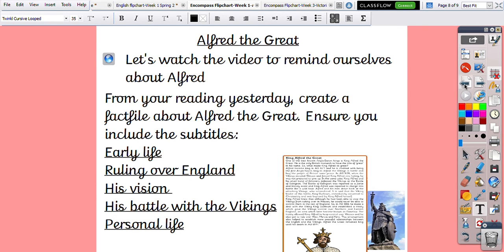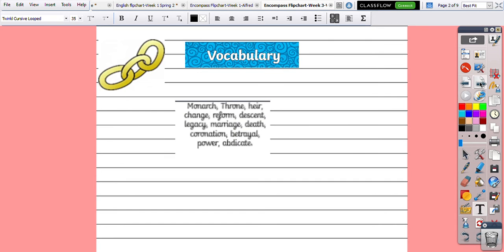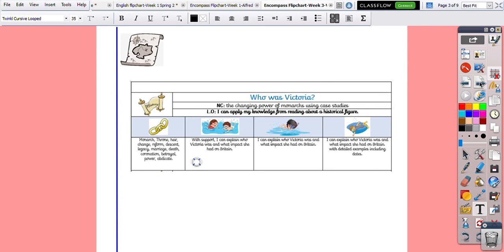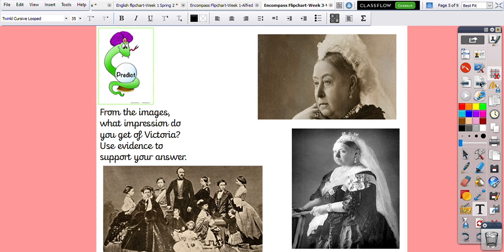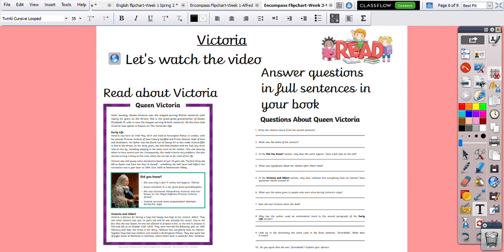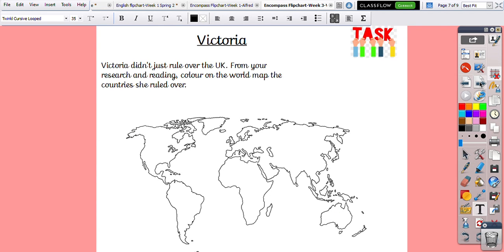As I said, each week will be a different monarch. So let me just show you week 3, for example. Vocab again, success criteria, this time looking at Victoria, some questions we will answer, our prediction slide again. This is lesson 1, reading about Victoria and answering our questions in our book. And then our task for the next day, for the Thursday, this time is not a fact file, but this time it's from our research and reading. We are going to show where Victoria ruled over, because it's not just Britain we will learn.